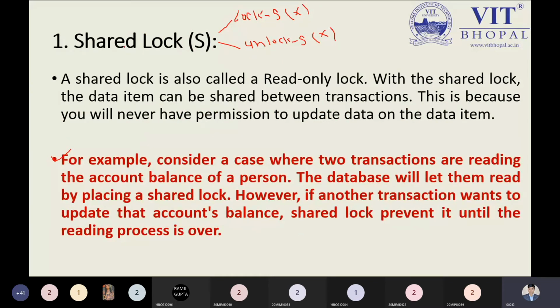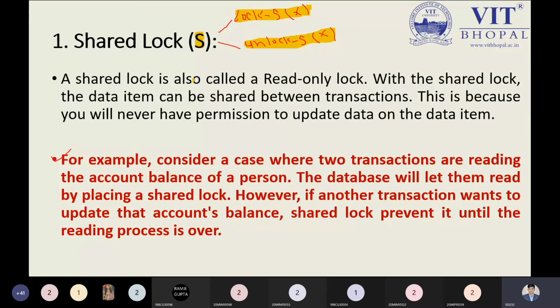So what are the things we have to understand? For the shared lock, the representation will be lock, with S standing for shared, and X is the data item. Now unlock S of X. X is my data item, and I'm unlocking the X which is in the shared mode.